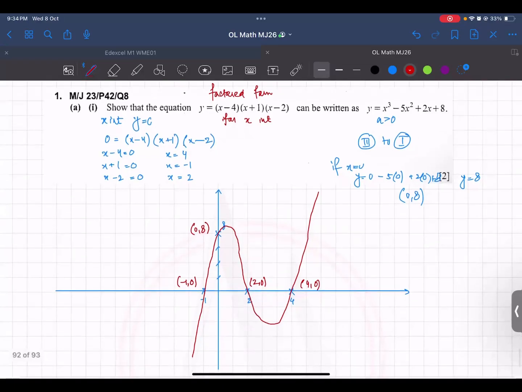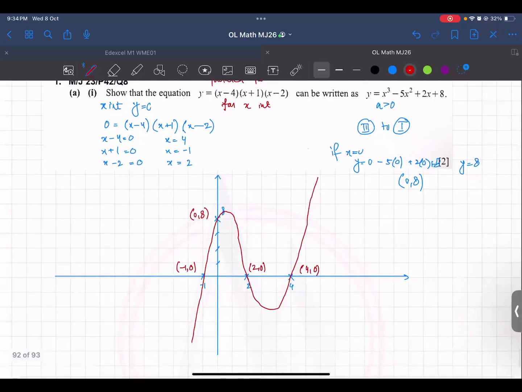Sir, when I did this question earlier, I did not understand why we find x first, since this is the factored form. Factored form is used to solve for the y-intercepts. Sorry, x-intercepts. You want the solutions for the equation, so factored form is the best one. Okay? Good. Okay, moving on.